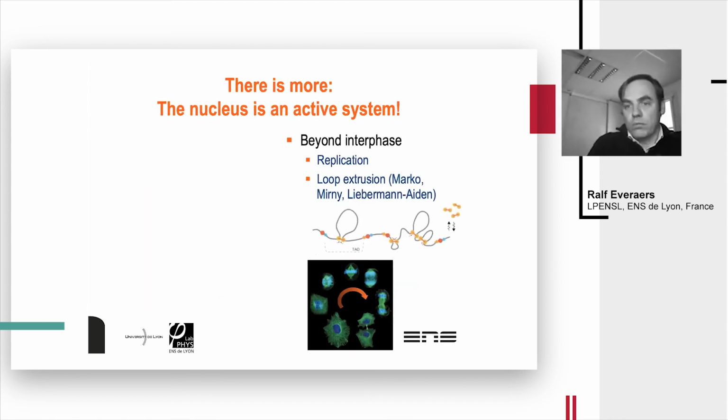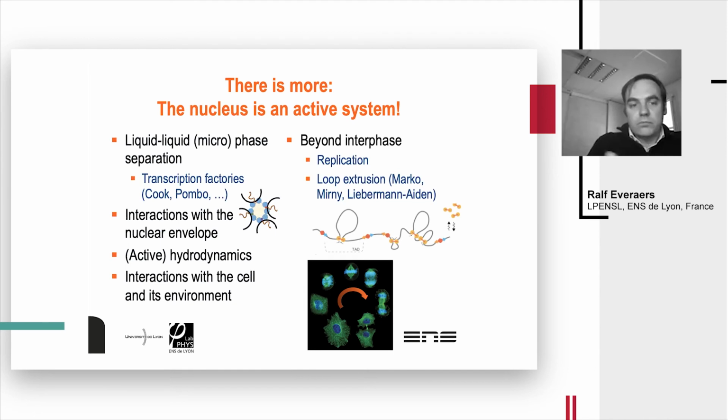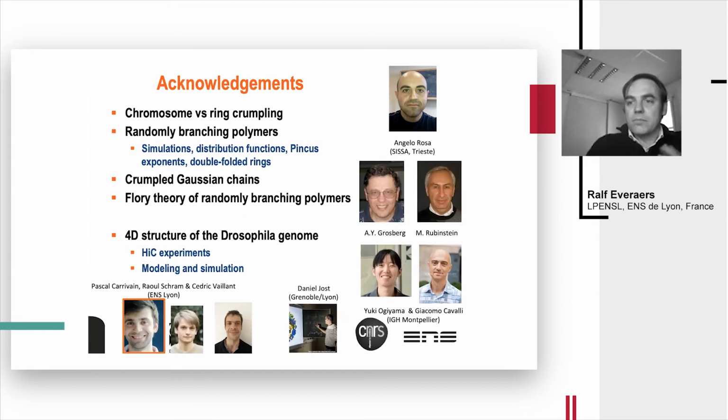And of course, there's more. If we want to close the loop, then we have to take into account loop extrusion and go through replication, to try to go back from interphase again through the cell cycle, something that we have not done at all. And that would be very exciting. One glaring omission in this modeling is, of course, the interactions with the nuclear envelope. But there's more to do, which is the reason why this is an exciting field.